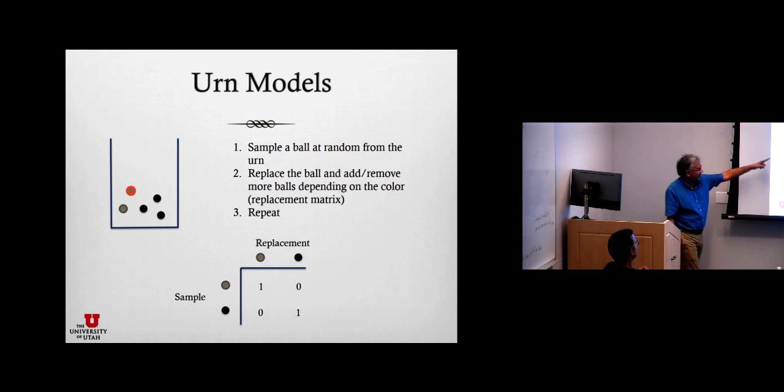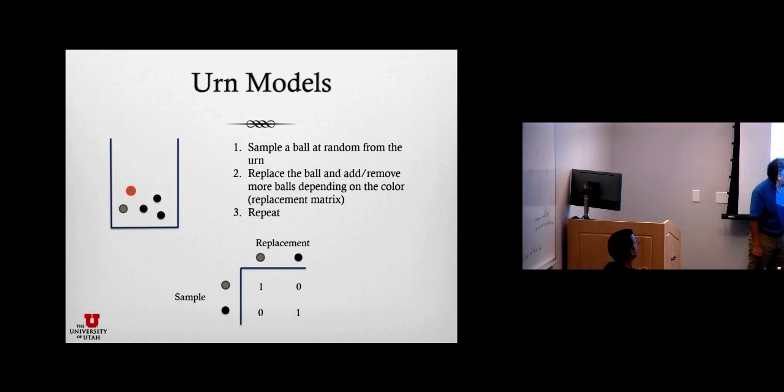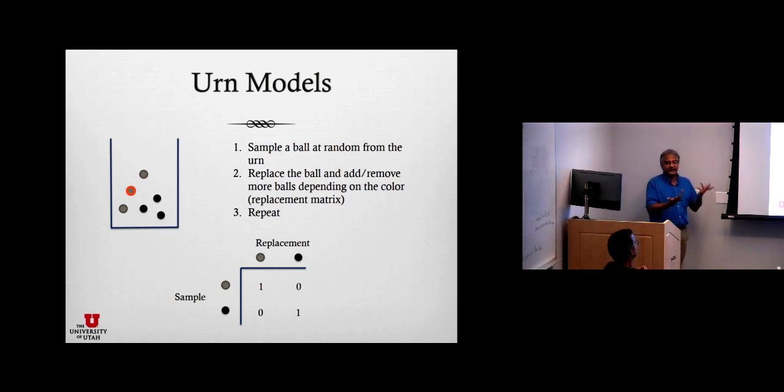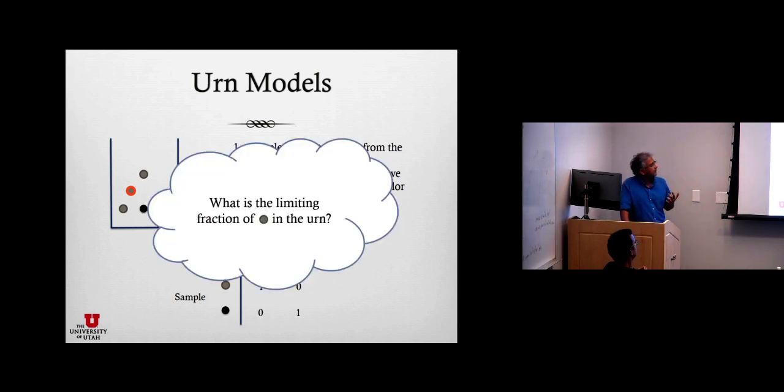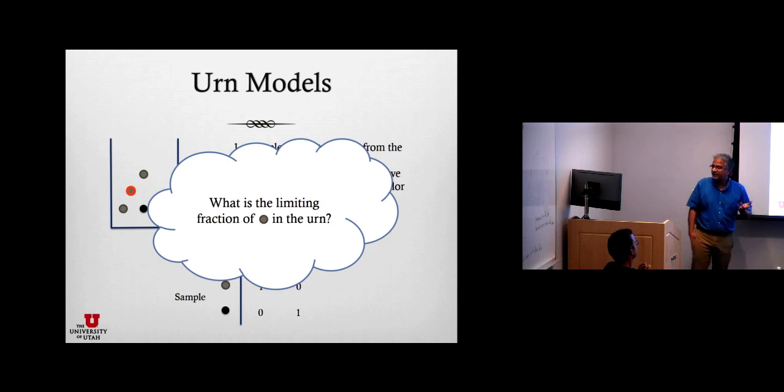And you say, oh, it's this color. I look at this table, and it says, okay, I should replace one of this and zero of that. So you add that back in, and you also put in one more. And you do this again and again and again. And with urn models, the most basic question is, in the limit, what is the limiting fraction of this color? Okay. So what does this have to do with policing?